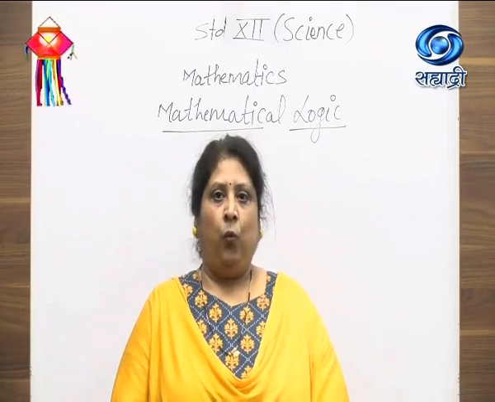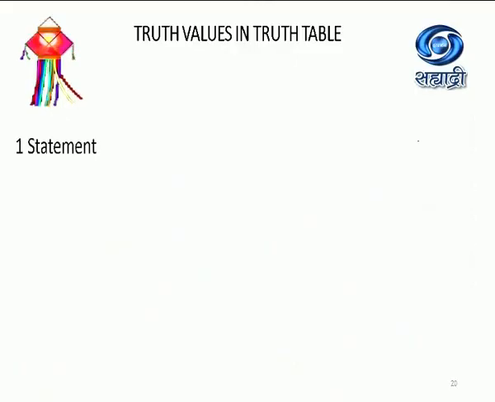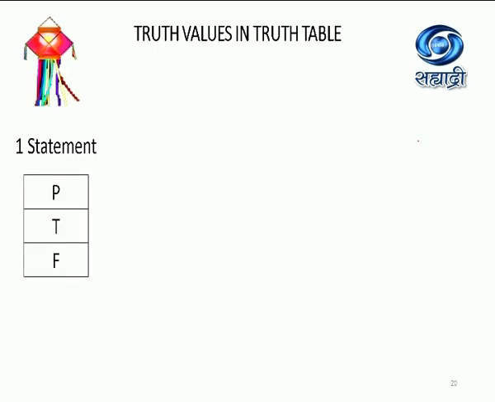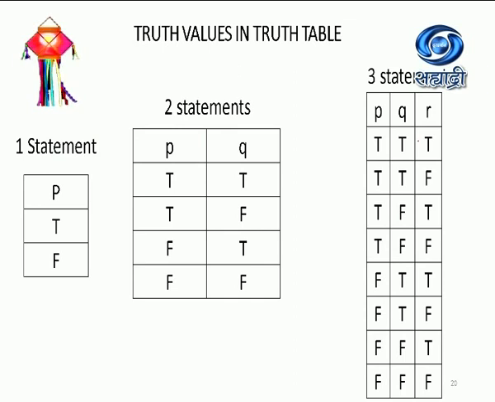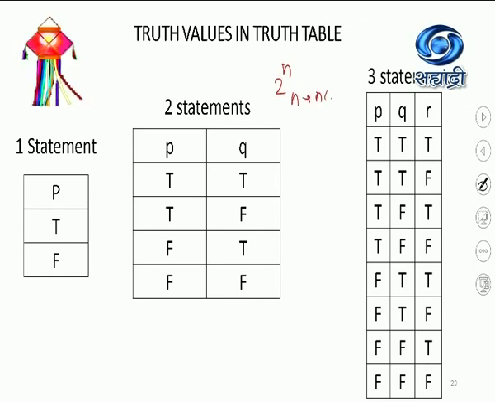In today's session we will continue with the next part of the maths paper 1. In the previous session I gave you the idea about the different number of truth values depending upon the number of statements. I also gave you the formula: you can have 2 raised to n as the number of truth values, where n is the number of statements involved in the given compound or simple statement.